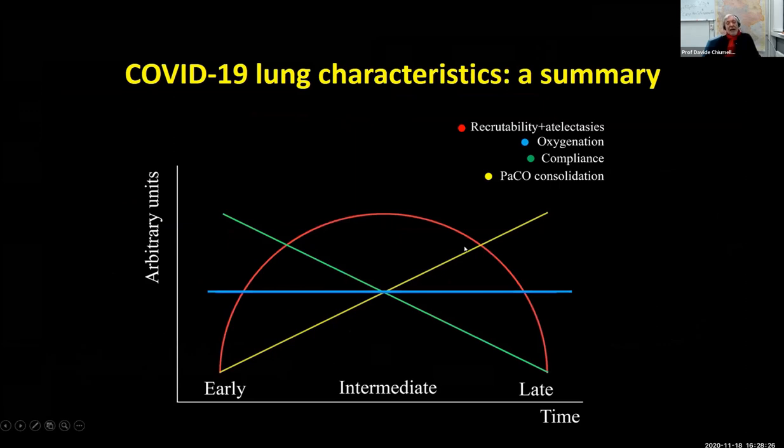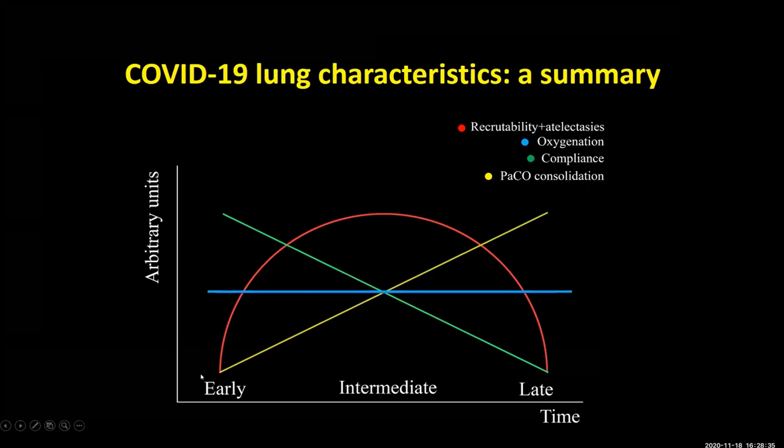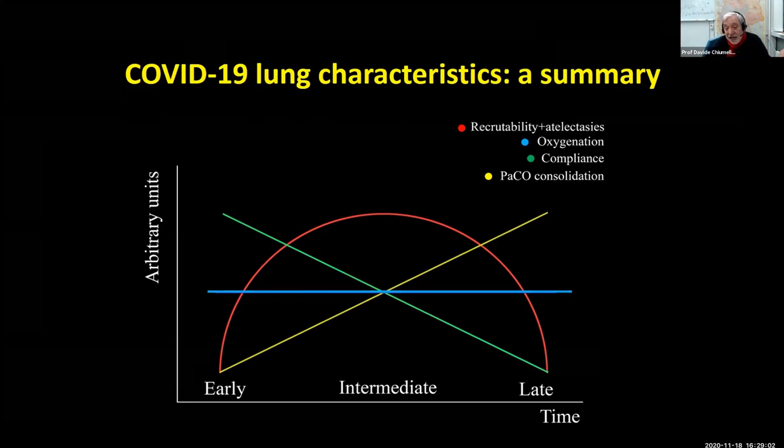So I will end with this sort of Vitruvian Leonardo map, which is the lung characteristics of COVID, a summary. In red, recruitability, which means edema and atelectasis. They start very low, because hypoxemia is different. They go up in an intermediate phase, maybe the patients are admitted to intensive care, maybe somebody gives some more water than necessary, and the water gets to the lungs, so we start to have more edema. So we have a lot of possible things that create this situation.